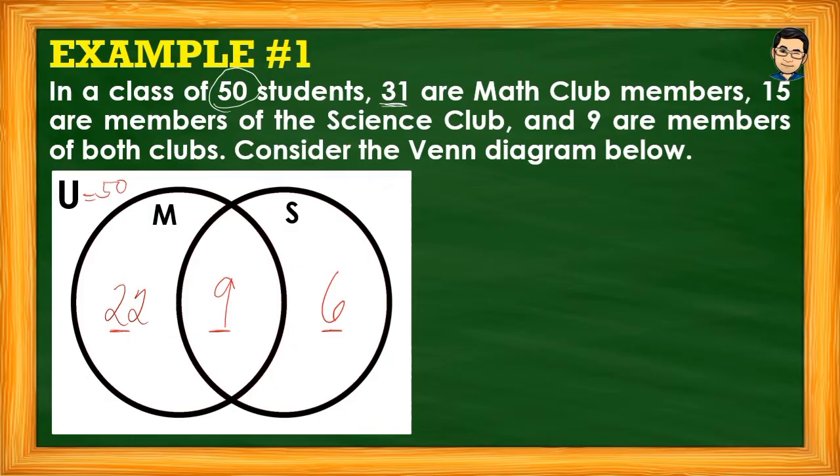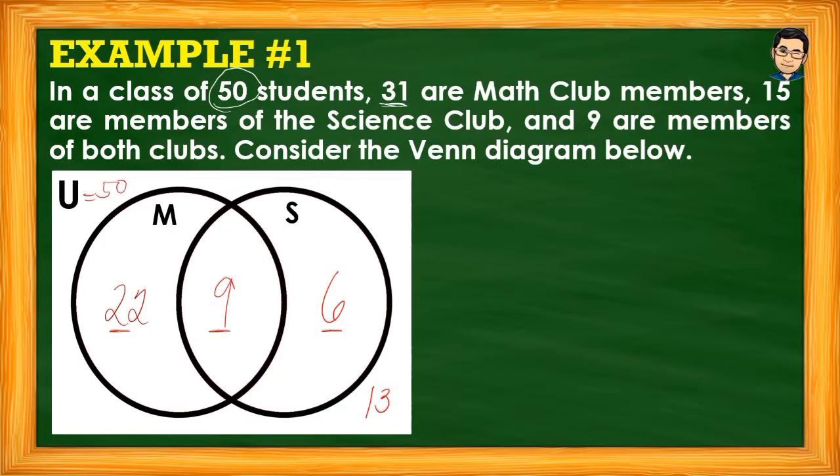So, lahat nun, yung mga students na hindi sila naka-join sa math and science club, dun po sila sa labas ng two overlapping circles. So, kung 37 yun, isusubtract natin sa universal set na 50, we have 13. So, ibig sabihin, 13 students are not members of math club or science club. So, maaaring sa English club, so ibang club sila naka-join.